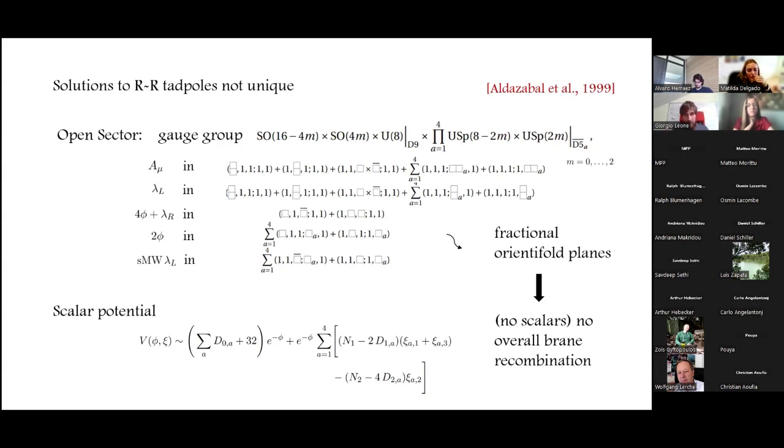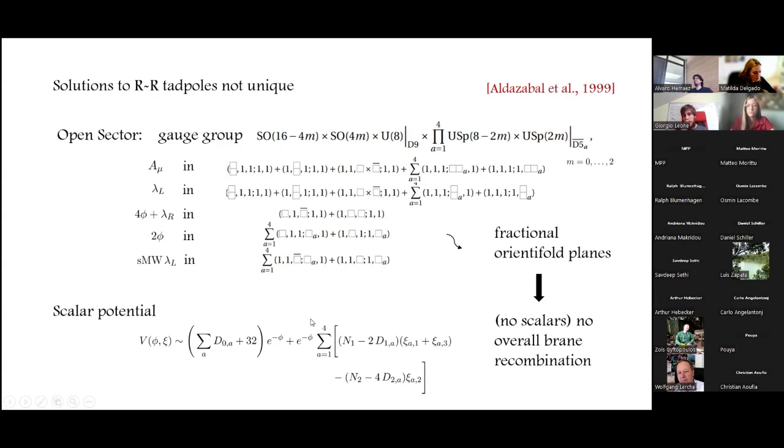So, as before, supersymmetry is actually broken in the open string sector. And again, we don't have light states transforming in the fundamental representation of the anti-D-brane gauge group. And this means that we cannot recombine anti-D-branes to move them away from the fixed point by giving non-trivial vacuum expectation values to the scalars.